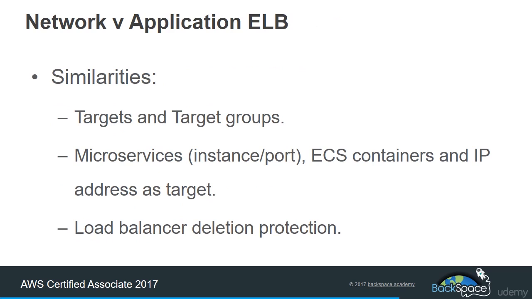Now, there are some similarities between network and application load balancers. They both have the concept of targets and target groups. They both support microservices. They can have multiple applications running on an instance, and you can register an instance and port combination. They can both use ECS containers and IP addresses as targets. And they both also have load balancer deletion protection.